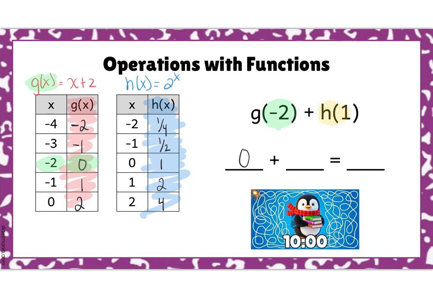So here, this means look at my h function. And when x is 1, what is my output? Well, in this case, my output is 2. So I can go ahead and replace that with 2. So now my operation is simply stating to add. So 0 plus 2 is equal to 2.